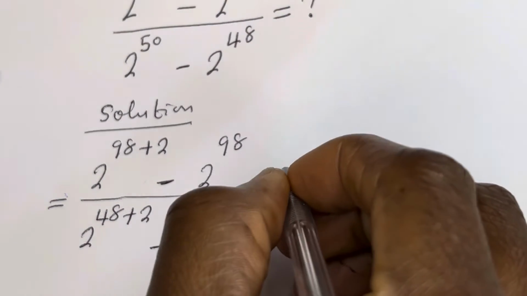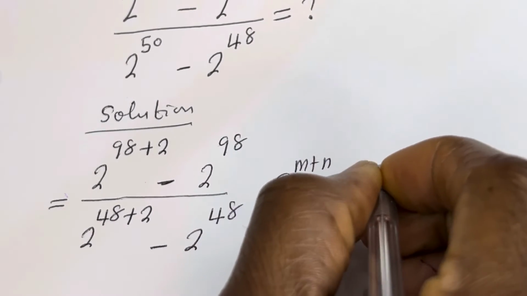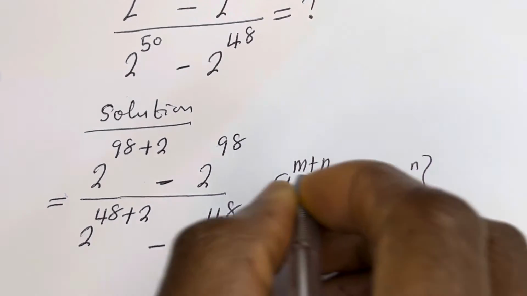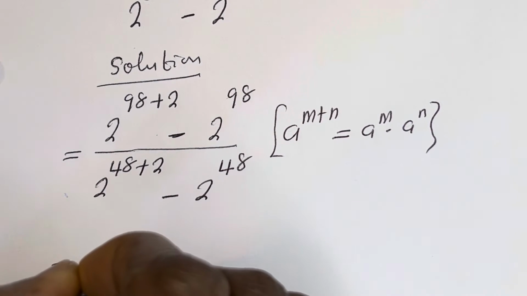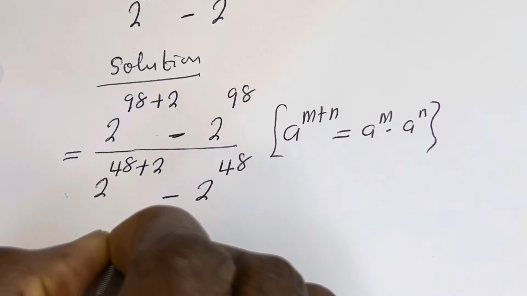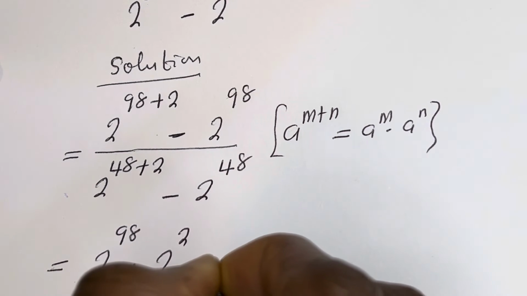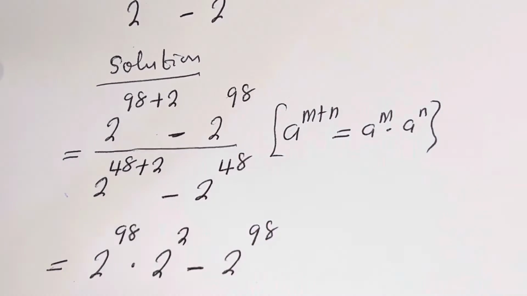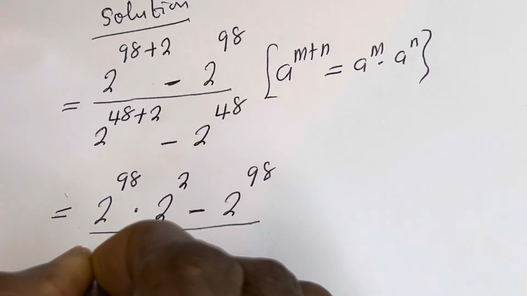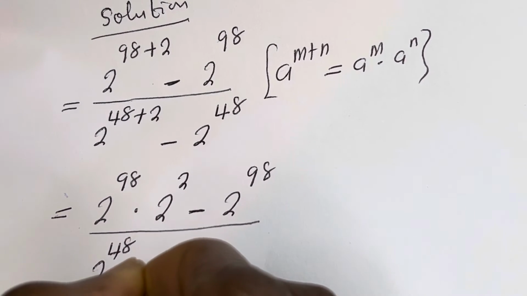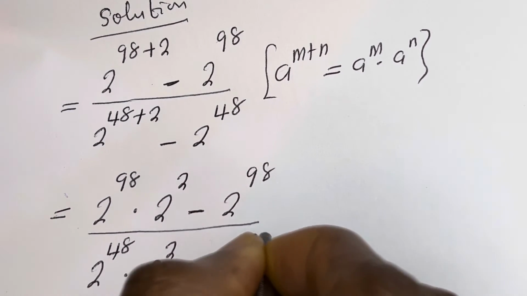Now take note of this: if you have a to the power of m plus n, this is equal to a to the power of m multiplied by a to the power of n. Then this can be written as 2 to the power of 98 multiplied by 2 to the power of 2, minus 2 to the power of 98, then divided by 2 to the power of 48 multiplied by 2 to the power of 2, minus 2 to the power of 48.